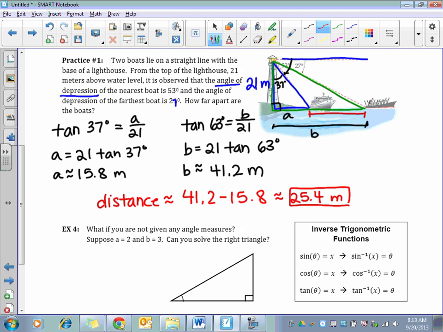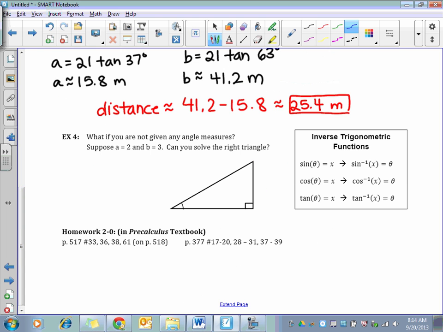So you can always apply these right triangles in an application, and you just need to make sure you're carefully labeling the angles, because an easy mistake to make here is to use the 53 degrees and the 27. But actually those are our complements. So you want to make sure you're using the right angles when you're solving.